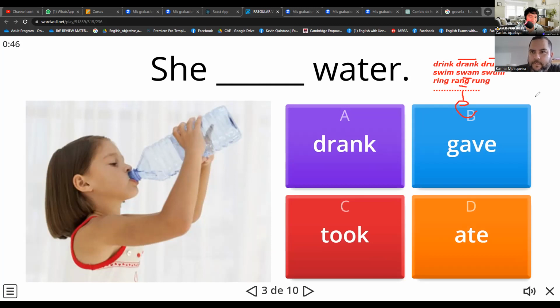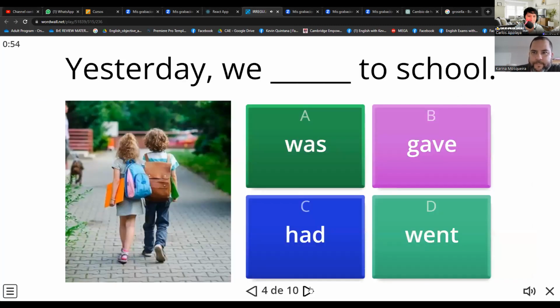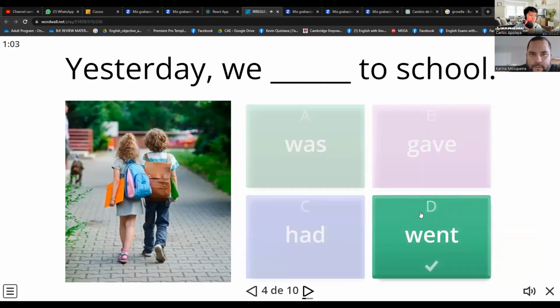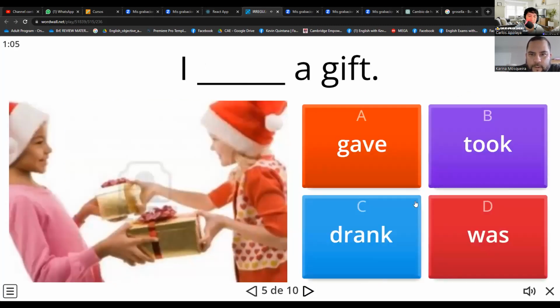You see? Yes. Entonces, ¿qué sería? Drank. Next: yesterday, we went. One more, and then we can skip this part. I gave a gift. Well, this is very simple for you. Let me find another difficult.